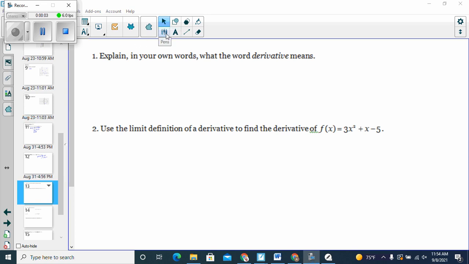These are solutions to today's warm-up problems. Number one asks you to explain in your own words what the word derivative means. Big thing is slope. That's if you said something about slope or rate of change. The derivative is the rate at which a function is changing.